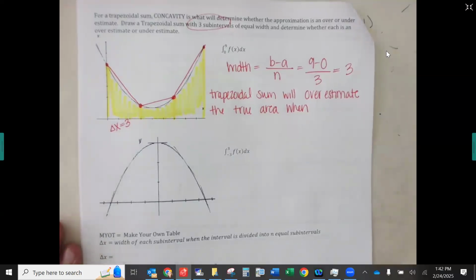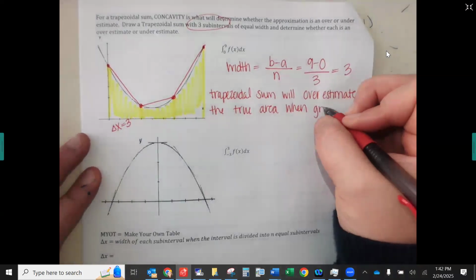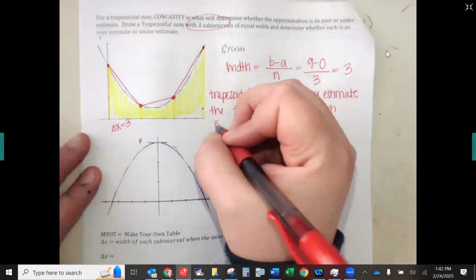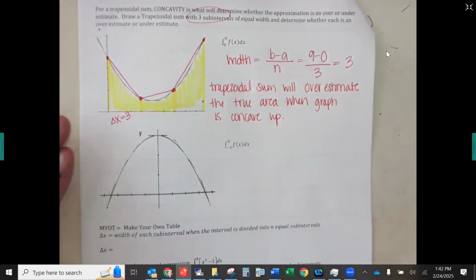Now, for Riemann sums, you care about if the graph is uphill or downhill, but look at this graph. When it was downhill, was the trapezoid too big? When it was uphill, was the trapezoid still too big? Okay, on each side, the trapezoids are too big. So it doesn't actually matter whether it's an up or downhill graph. What matters is the concavity. So if your graph is concave up, your trapezoid will be too big. Concave up. The trapezoidal sum will overestimate the true area when the graph is concave up.